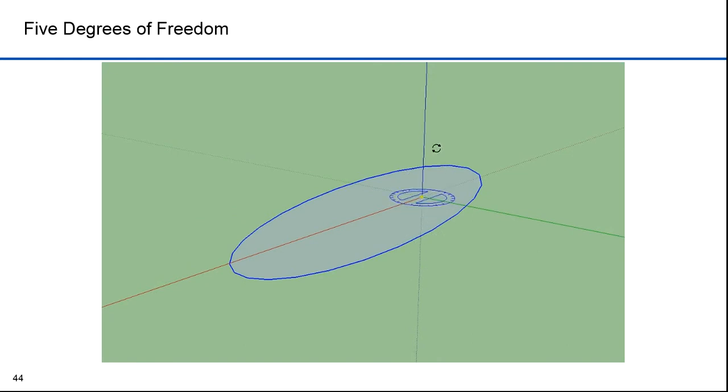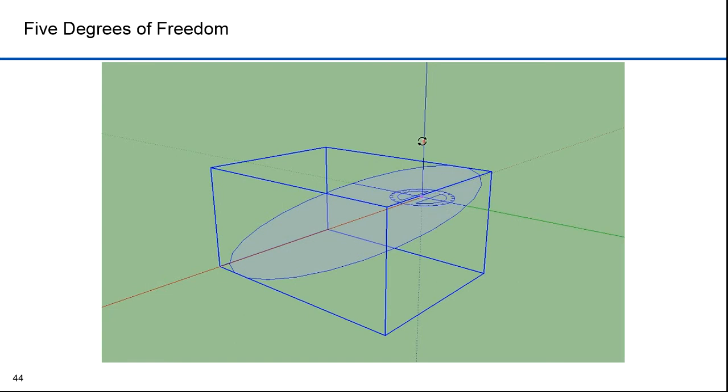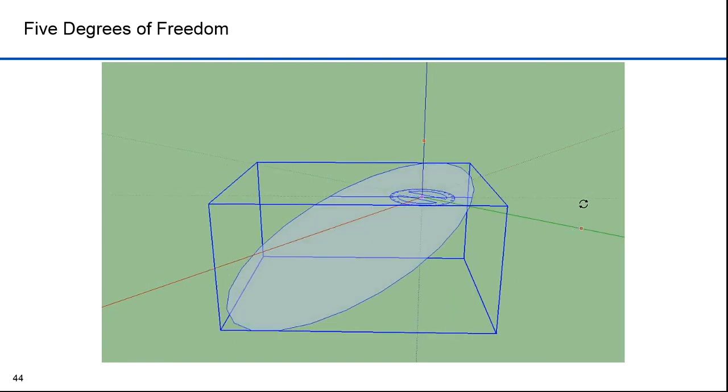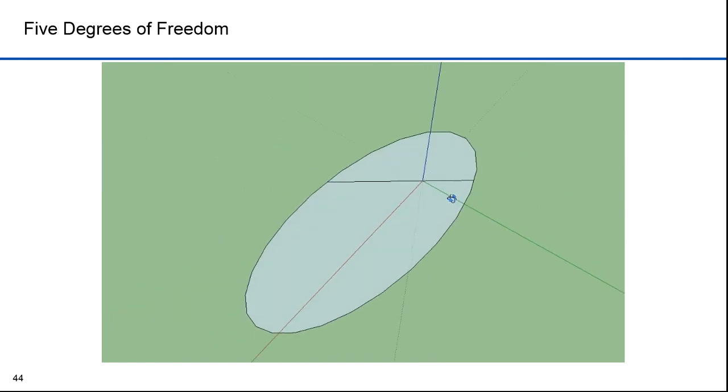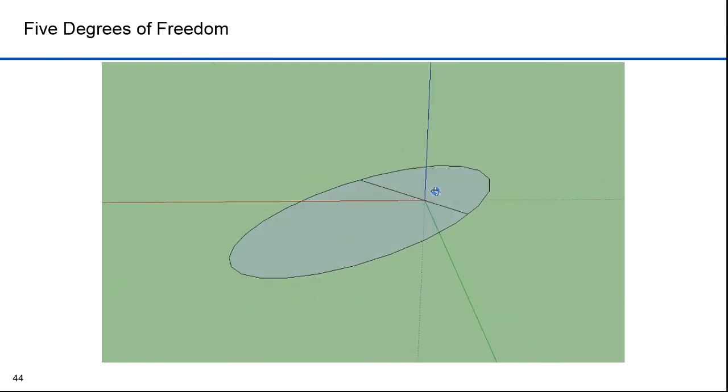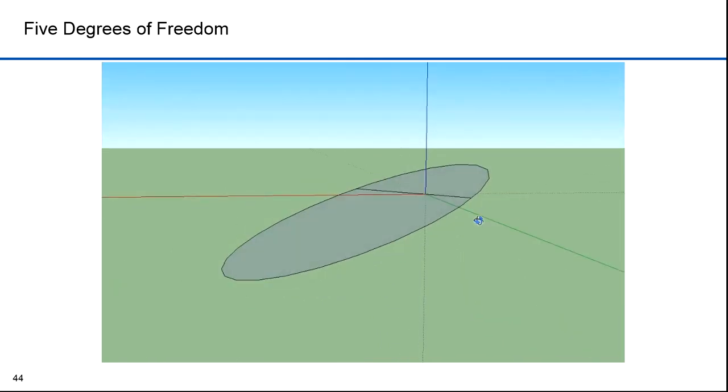Now, in order to do this last rotation around the z-axis, we need some reference lines. So we'll draw these lines about the x-axis called nodal lines. And do the last rotation. And now you can see the nodal lines rotated with respect to the x-axis. With these 3 rotations, we can orient this ellipse in any orientation in 3-dimensional space.